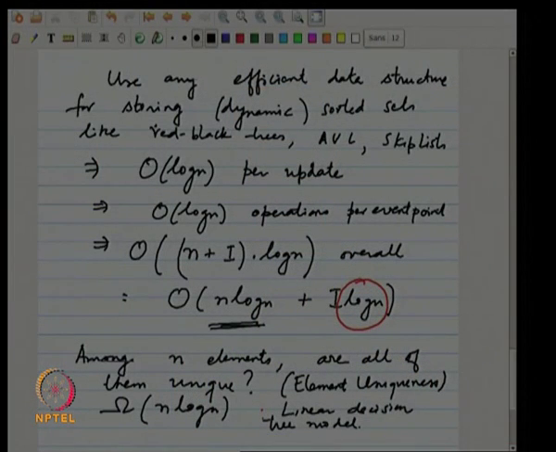So in that linear decision tree model, you can prove directly a lower bound of n log n, and all I am saying is that it then amounts to saying that you need to sort. If it is n log n, then why not sort?